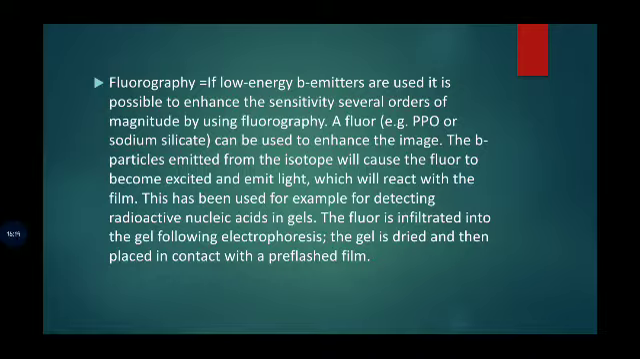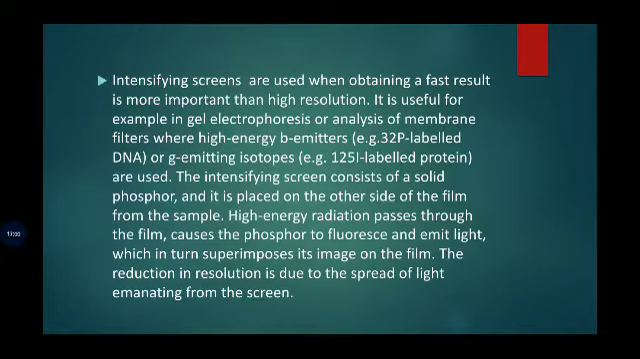Fluorography. If low energy beta emitters are used, it is possible to enhance the sensitivity by several orders of magnitude by using fluorography. A fluor, as explained before, is a chemical compound which gets excited and later dissipates light, which is detected by photomultipliers or counting machines. This has been used, for example, in detecting radioactive nucleic acids in gels. The fluor is infiltrated into the gel following electrophoresis. The gel is dried and then placed in contact with a pre-flashed film.